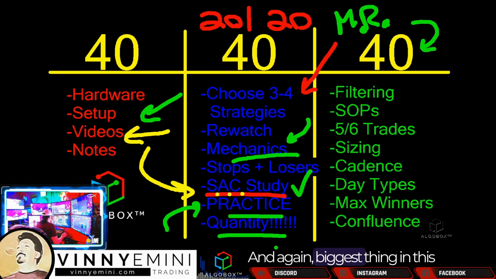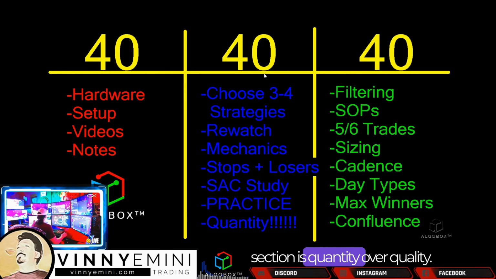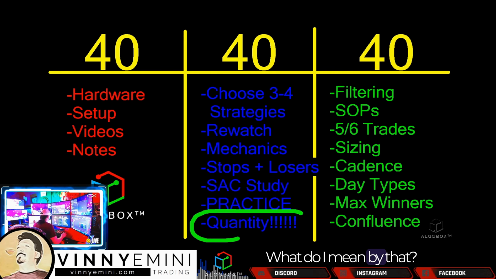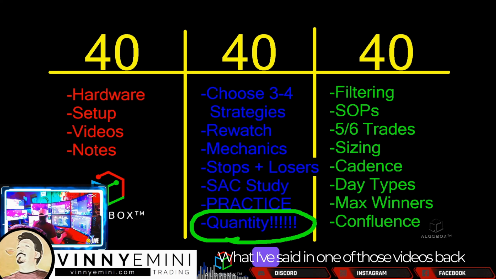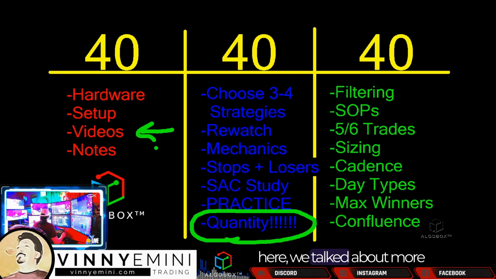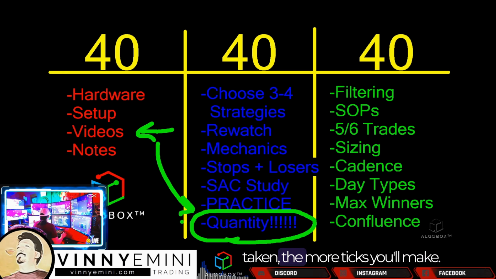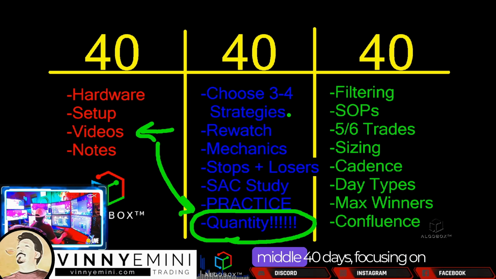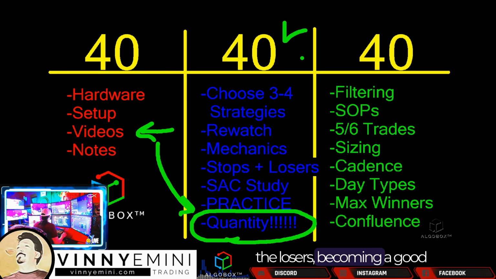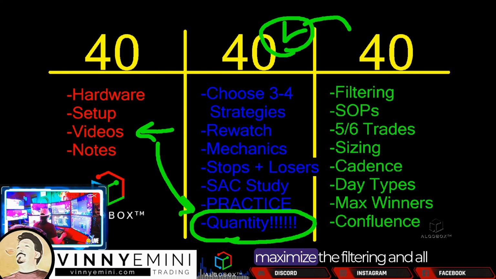And again, the biggest thing in this section is quantity over quality. What do I mean by that? I want a lot of clicks, a lot of ticks. In one of those videos back here, we talked about more clicks, more ticks, right? The more clicks that you've taken, the more ticks you'll make when you are live. You have got to have that practice. It is all about practice and quantity here in the middle 40 days, focusing on the losers, becoming a good loser, and then we will maximize the filtering and all of that in the final 40 days.